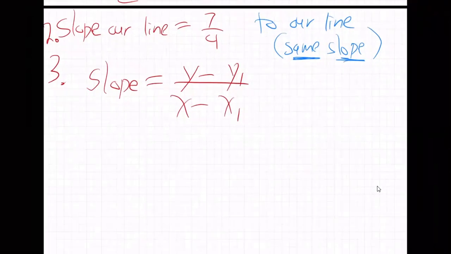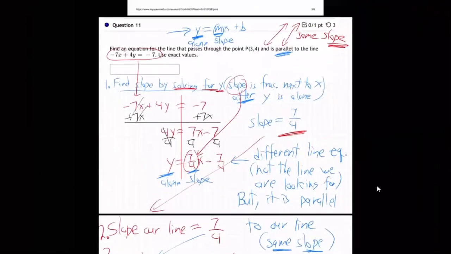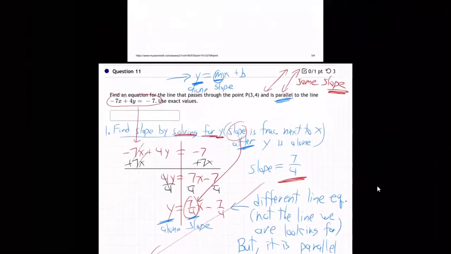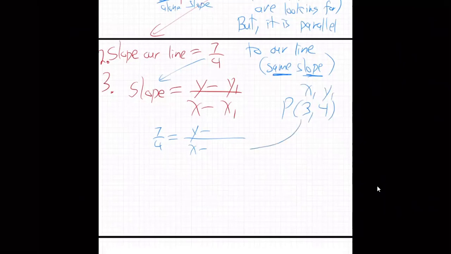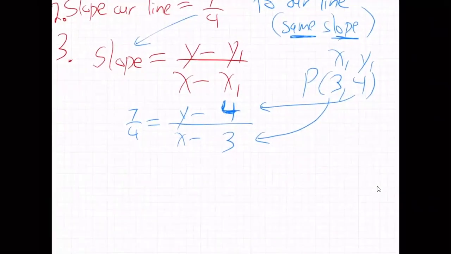How's that going to work now? So we got our slope. Pop that in. 7/4. And now what's our x1, y1? Well, they usually give you that somewhere. Yeah, right here. 3, 4. They gave us a point. So the point P is 3, 4. So that's your x1 and your y1. So pop that in right there and pop that in right there. So put in your x1, y1. Are we happy and good?